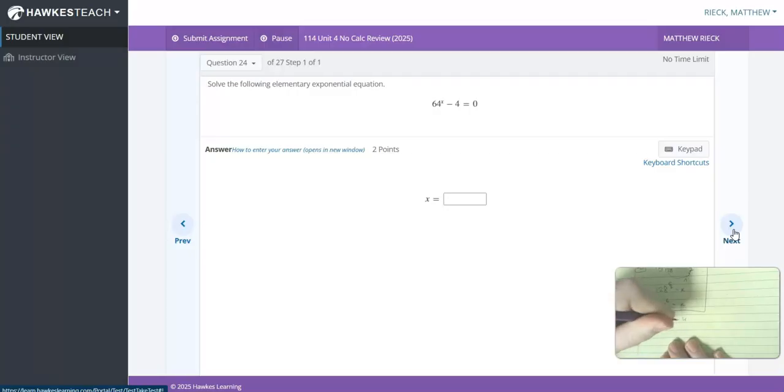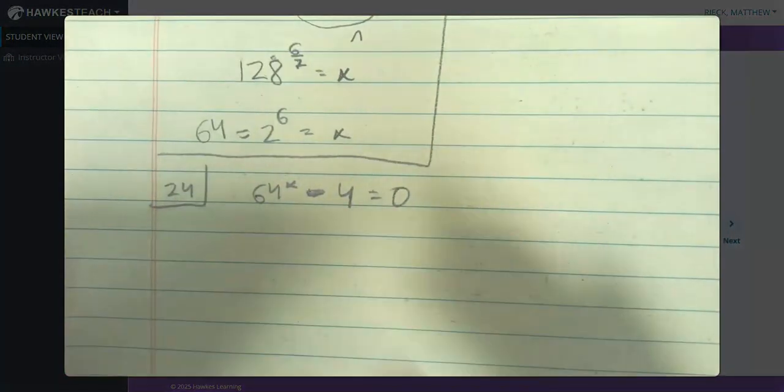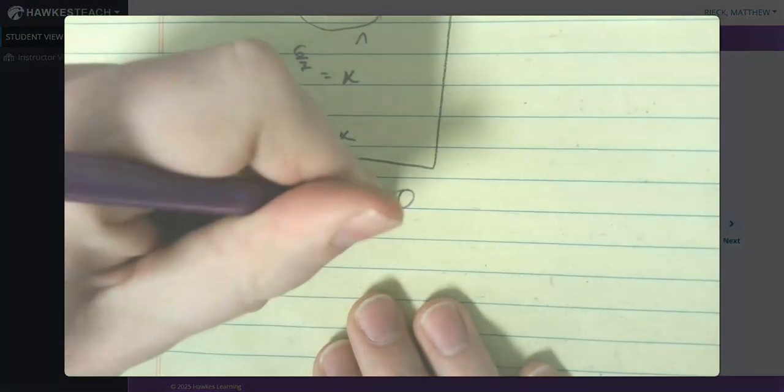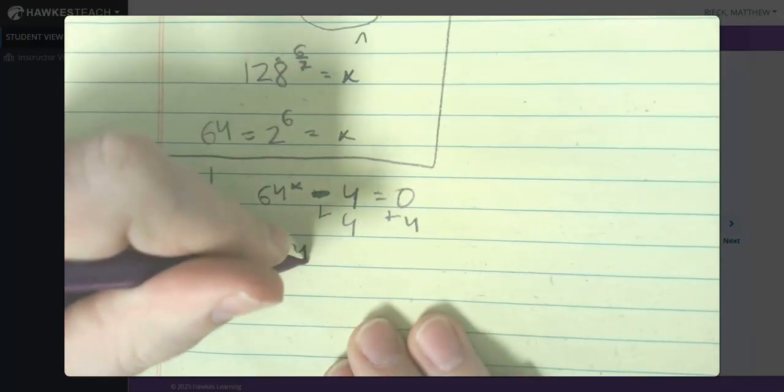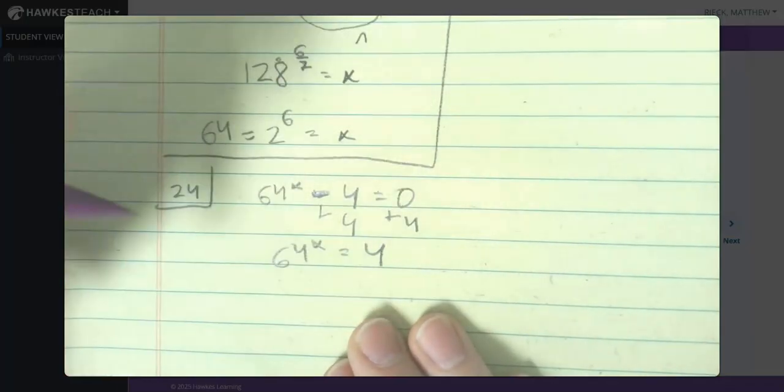Minus 4 equals 0. All right, so first we have the exponential expression all by itself, so we can add 4 to each side. So you have 64 to the x equals 4.